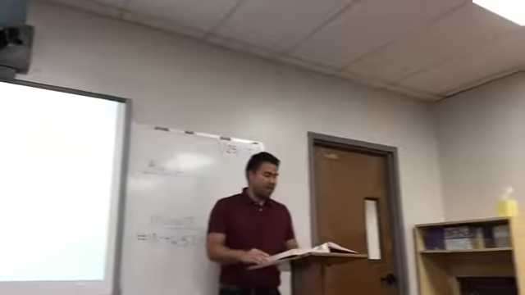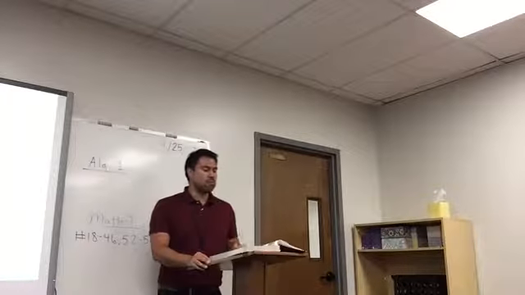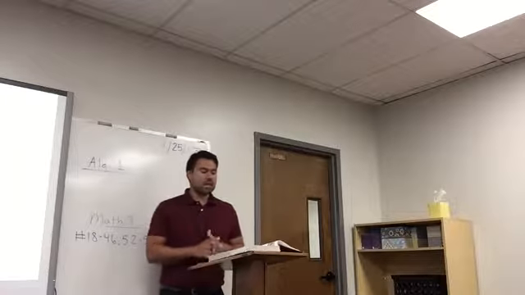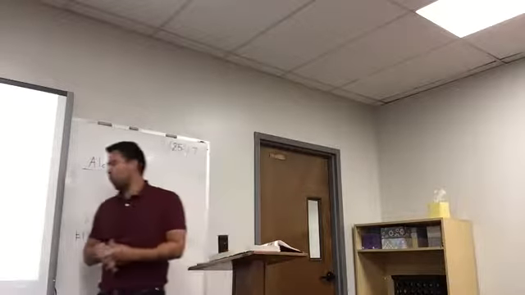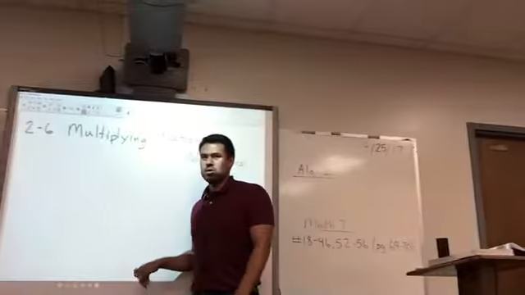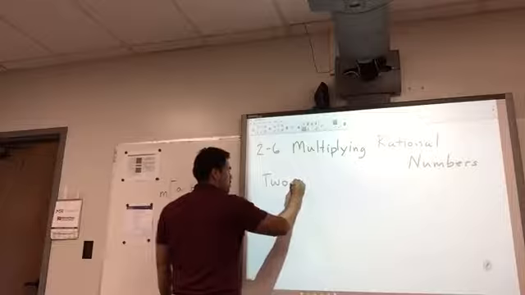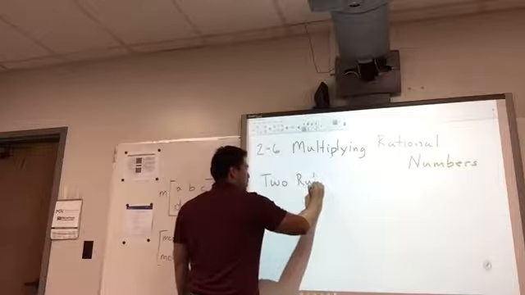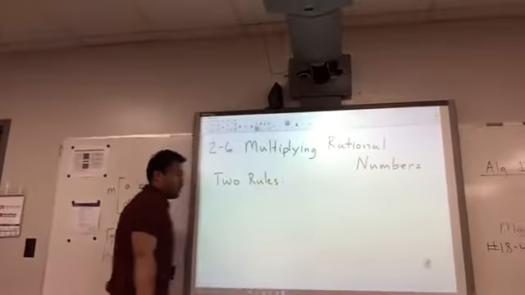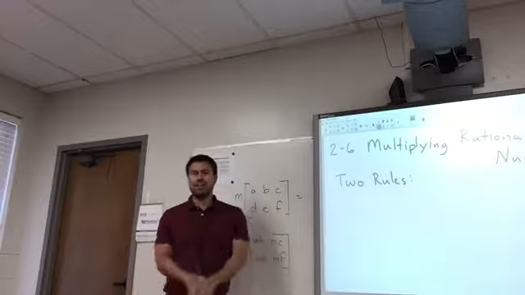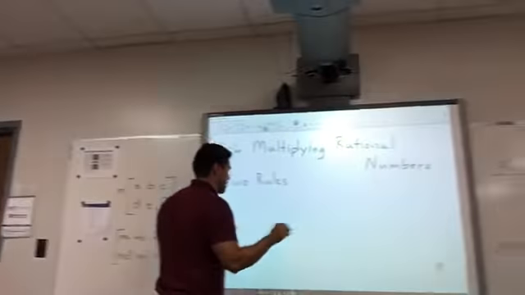Okay, we're on page 106, and we're dealing with rational numbers and multiplying. And if you look on the top of page 107, what are the two rules? So there are two rules for multiplying these numbers. Hold on. Raise your hand and read it for me. Benton, read that first sentence, please.